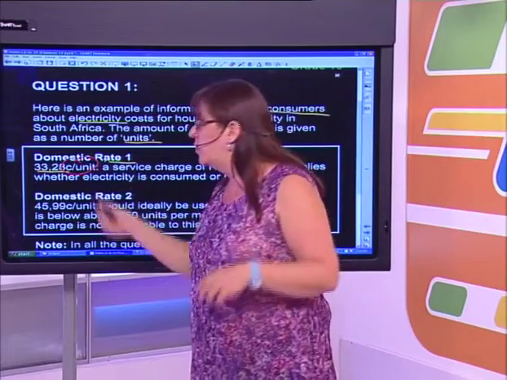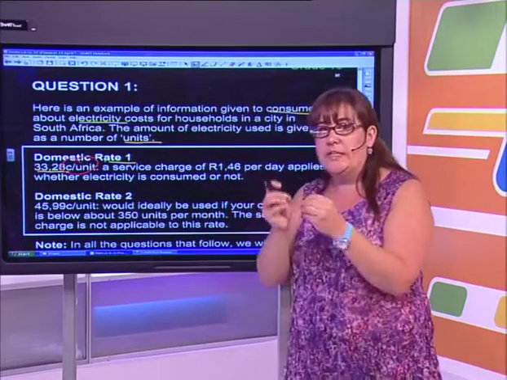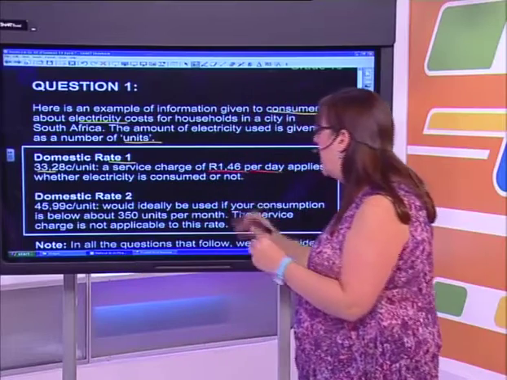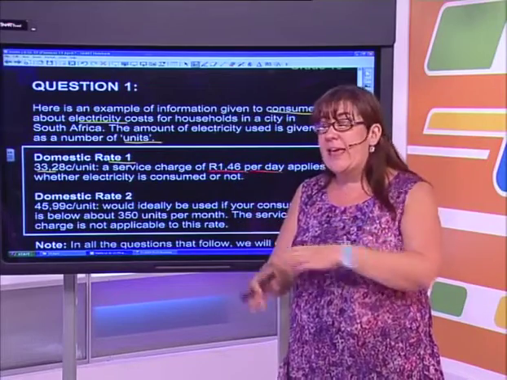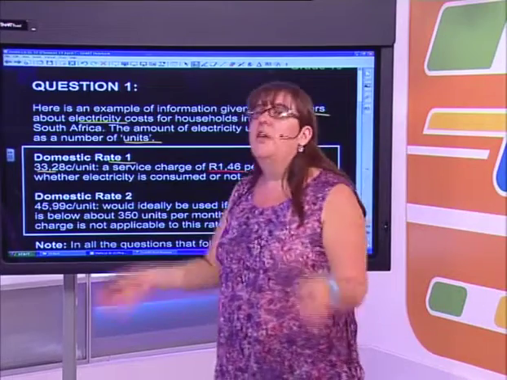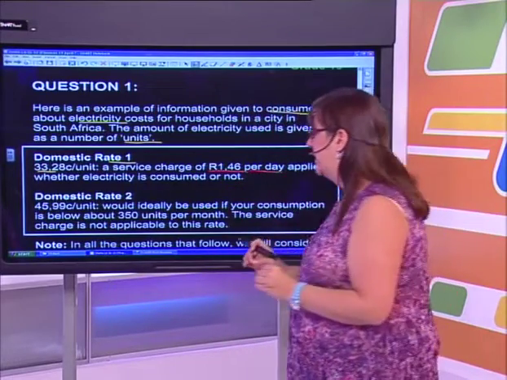So it's always important to read what unit they're giving you, what measurement. So let's take this line away now. So 33.28 cents a unit. A service charge of R1.46 per day applies whether electricity is consumed or not. So every day that you're using this domestic rate 1, you are paying an amount of R1.46. Doesn't matter if you've got nothing on, no electricity whatsoever, you are still going to be paying that R1.46.